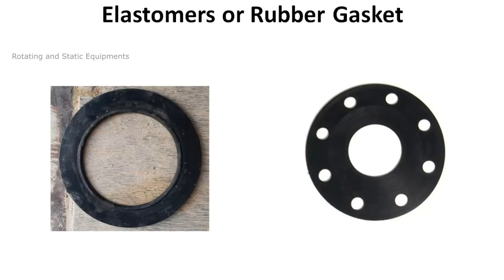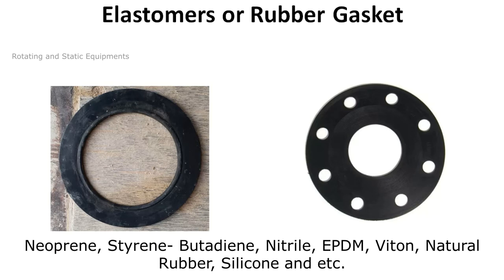First, elastomer or rubber gaskets. Elastomer gaskets are polymers with the physical property of elasticity. Elastomer is a term derived from elastic polymer, which is often used interchangeably with the term rubber. Here you can find some elastomer materials: neoprene, styrene butadiene, nitrile, EPDM, Viton, natural rubber, silicone, and etc.